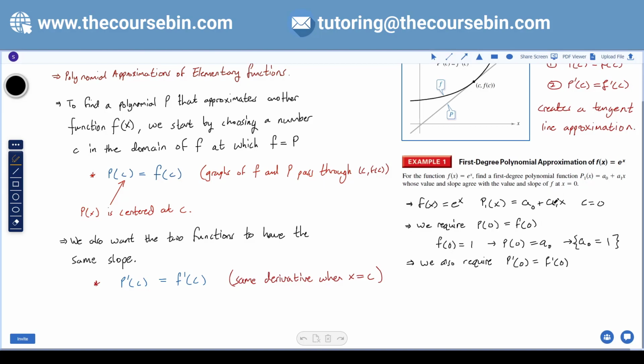Now, p prime is just the slope of this linear function. It's just a1, right? So we're going to write a1 must be equal to f prime at 0. Now, what's the derivative of e to the power of x? E to the power of x, right? So we evaluate e to the power of x at x equals 0. We get 1. Therefore, a1 must be equal to e to the power of 0, which is just 1. So we have a1 equals 1.